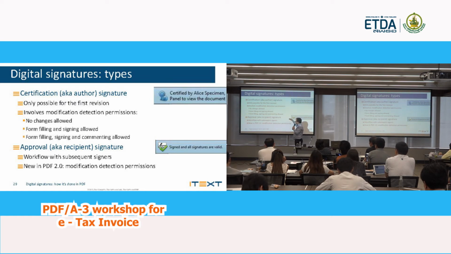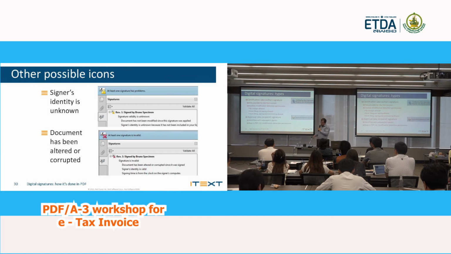Approval signatures are then all the subsequent signers. And new in PDF 2.0 is that modification detection permissions can also be added for approval signatures. That wasn't the case in the past. So there are some other icons that you can have. These are the two different icons for certification and approval signatures.